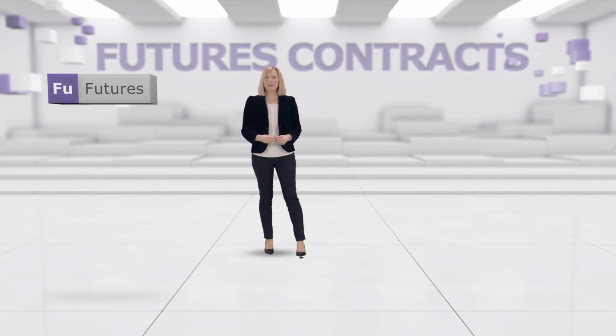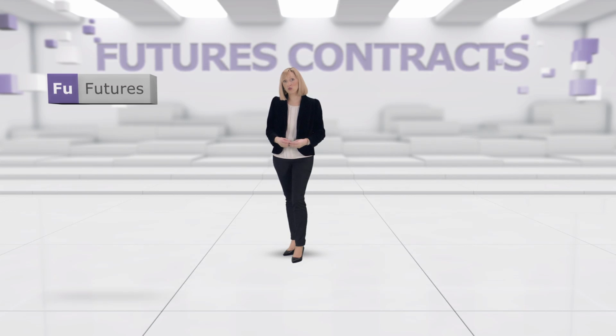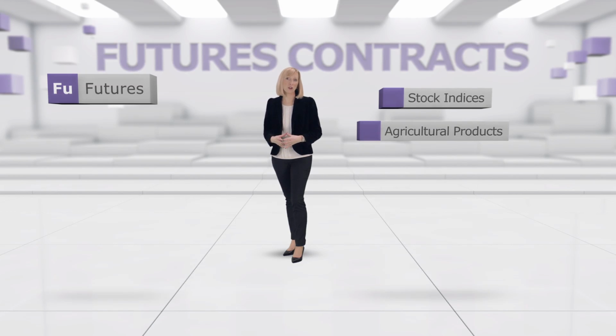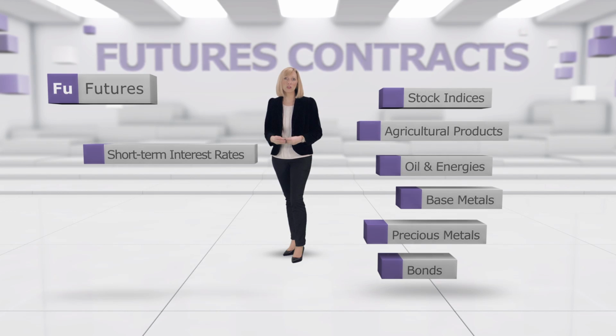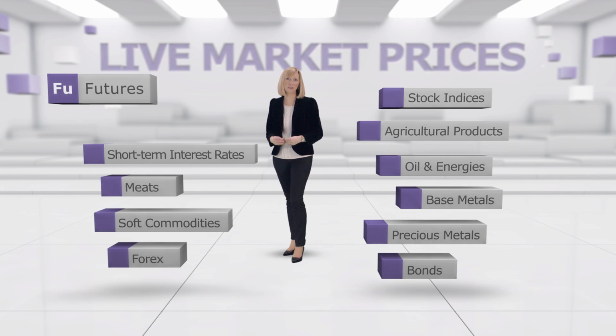Welcome to this Academy introduction to futures contracts. We'll be looking at what a futures contract is, its main benefits, and how it can be used in your trading. A futures contract allows you to trade a wide range of markets, including stock indices, agricultural products, oil and energies, base metals, precious metals, bonds, short-term interest rates, meats, soft commodities, and Forex on live market prices.